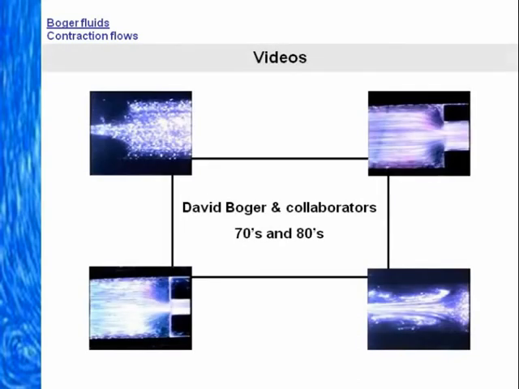But let us concentrate on the axisymmetric contraction flows that first brought Boger fluids to our attention. In some ways, the classic set of still pictures of vortex enhancement we have already seen tell their own story. But there is no doubt that rheologists have enjoyed viewing and studying the associated videos. These were made by David Boger and his collaborators in the 70s and 80s. The film sequences are usually associated with increasing flow rates, other things being equal.